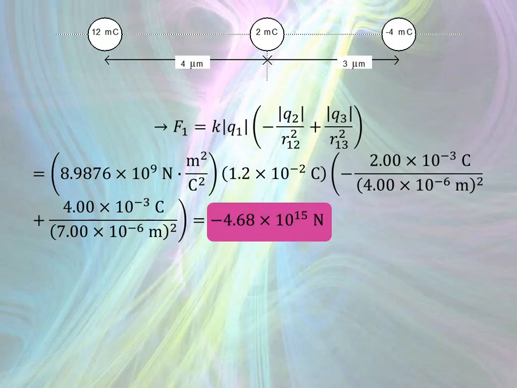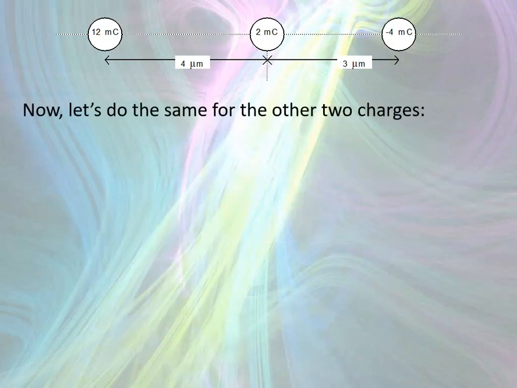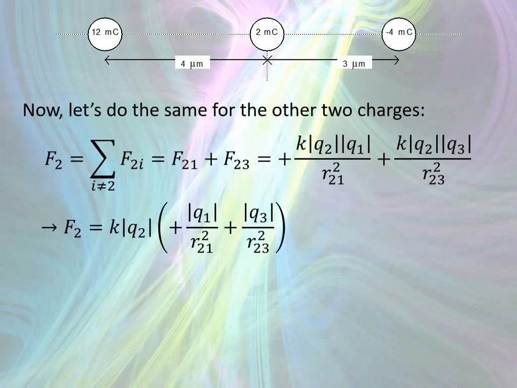Well, guess what? A millicoulomb is a whole lot of charge, and millicoulombs spaced apart by micrometers are really, really close together. That's going to be a huge amount of force. For the other two charges, we do the same thing. In this case, the middle charge feels a repulsive force from charge 1, making it go to the right. The middle charge feels an attractive force from charge 3, making it, again, go to the right.